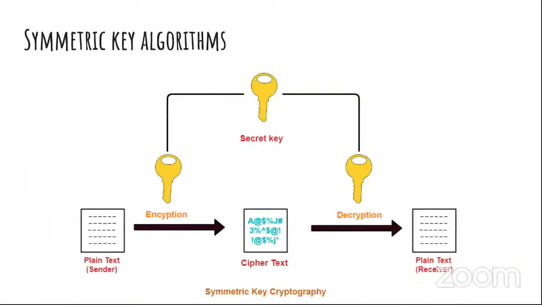The first of two main algorithms is the symmetric. They rely on a shared secret that is distributed to all members who participate. The same key is used by all parties to encrypt and decrypt messages. When large-sized keys are used, symmetric encryption can be difficult to break. Symmetric is also 1,000 to 10,000 times faster than asymmetric, but it also has its weaknesses.